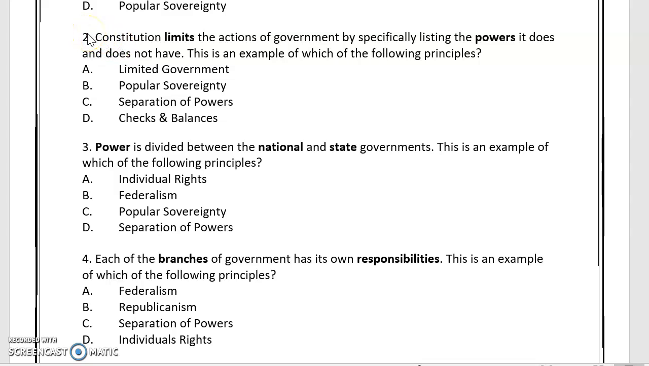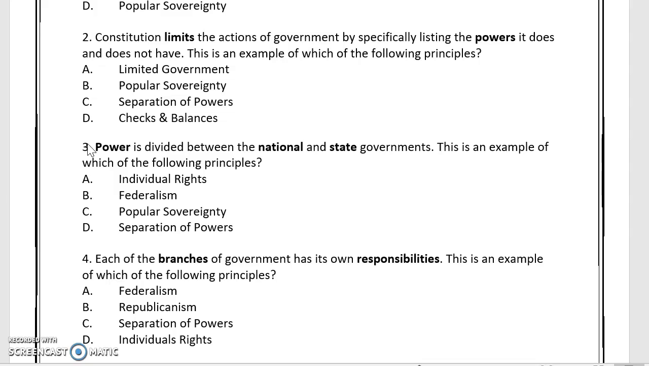Number 2, the Constitution limits the actions of government by specifically listing the powers it does and does not have. This is an example of which of the following principles? A, limited government. B, popular sovereignty. C, separation of powers. D, checks and balances.